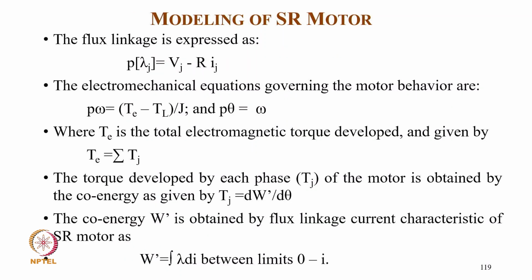So now coming to flux linkage, the expression is p lambda j equal to Vj minus R i j. The electromechanical equation governing the motor behavior is p omega equal to T minus TL upon J, and p theta equal to omega, where T is the total electromagnetic torque developed, equal to the summation of all per phase developed torque. The torque developed by each phase of the motor is obtained from the co-energy as Tj equal to d W dash upon d theta, where co-energy W dash is obtained from the flux linkage characteristic of the SRM. So W dash equal to integral of lambda di between limits 0 to I.